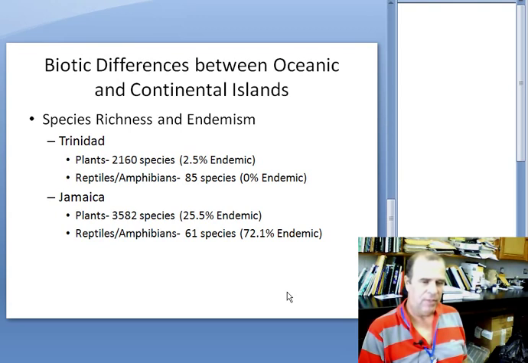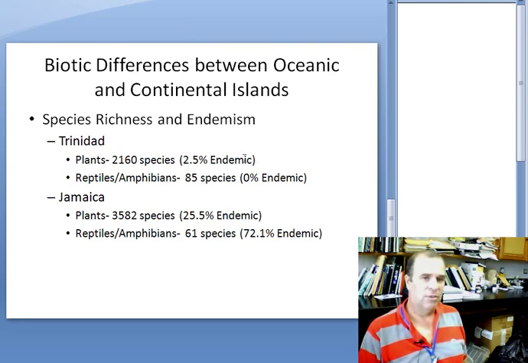However, when it comes to species richness of plants, Trinidad gives Jamaica a pretty good run for its money. It's got about 2,160 species. Jamaica has 3,582 species. So Trinidad, despite its smaller size, has a comparable number of plant species to Jamaica.